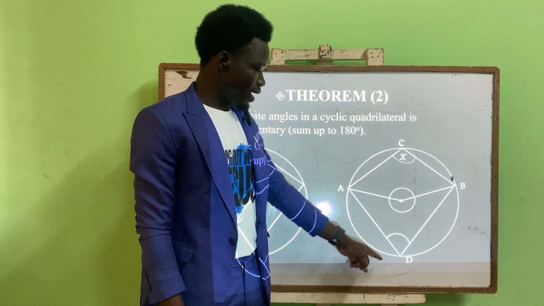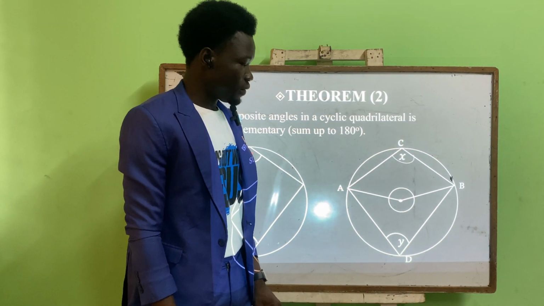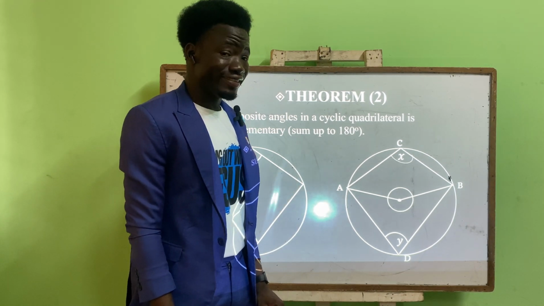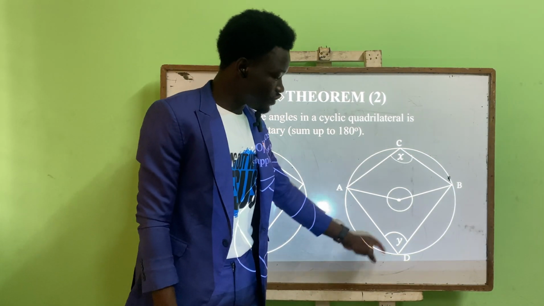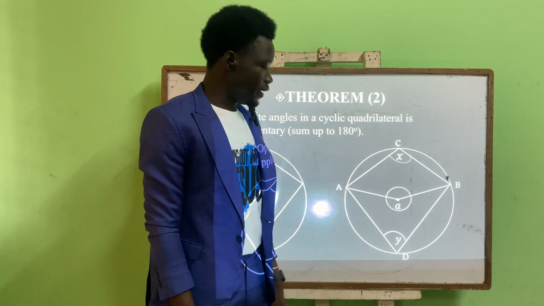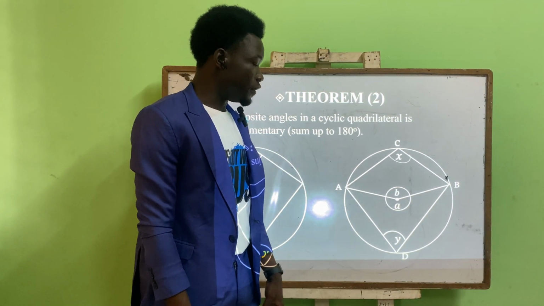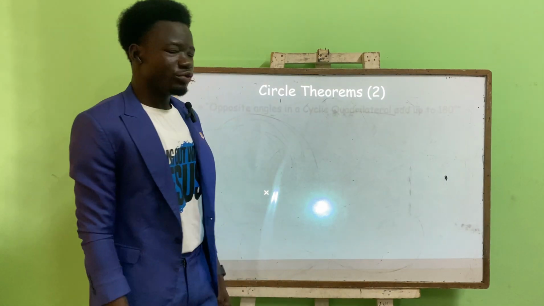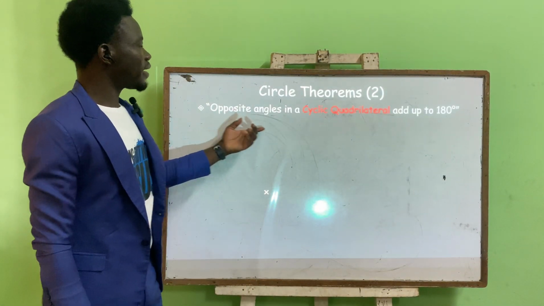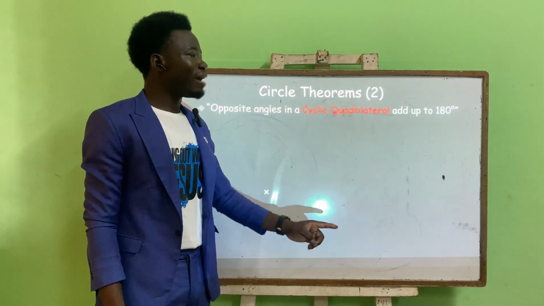So angle X and angle Y are what? Equal. So when we sum them, we get 180 degrees. When we sum this and this, it gives 180 degrees. So I'm just illustrating something here. So the opposite angles in a cyclic quadrilateral add up to 180 degrees.